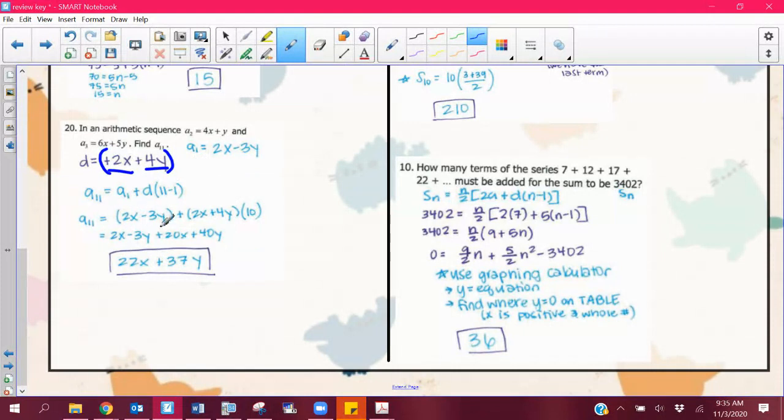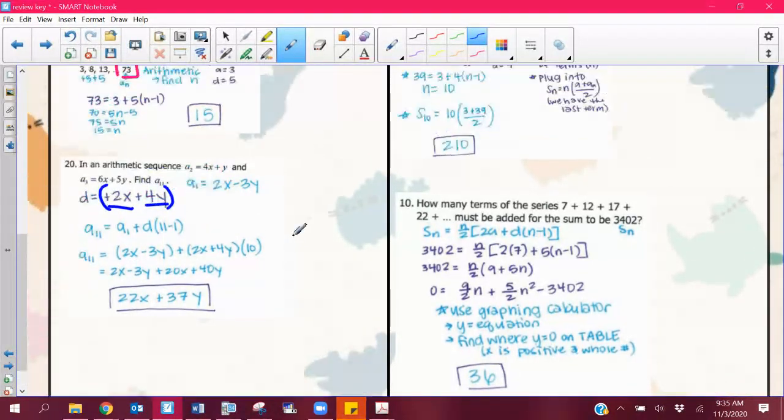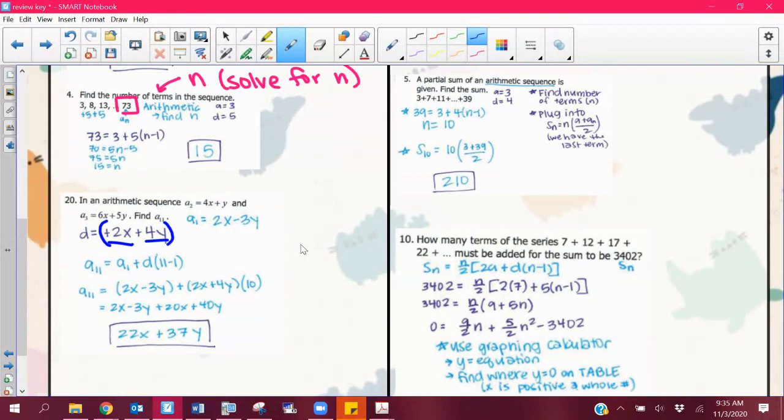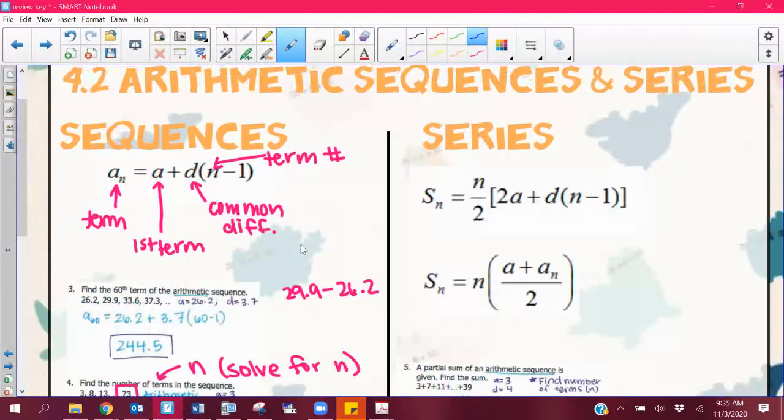So this is my first term, 2x minus 3y. And I found that because I took away this 2x, right? I took away 2x and then I took away 4y. I went backwards in my common difference. Then I took my common difference, multiplied it by 11 minus 1 or 10, and then just solve this out. And again, you could totally brute force this and figure out what that is by just keeping the pattern going, but it's going to take you a while.